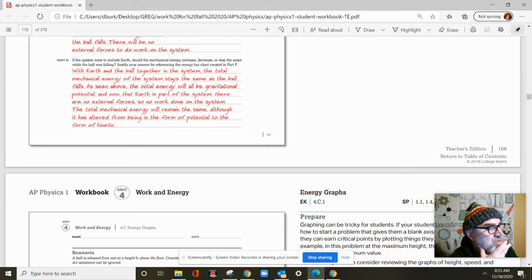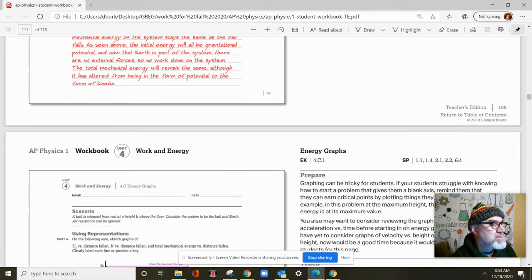The total mechanical energy stays the same as the ball falls, right? Because you're adding, sometimes it's all potential. At the bottom, it's all kinetic. In between, it's part this and part that, and remains the same.